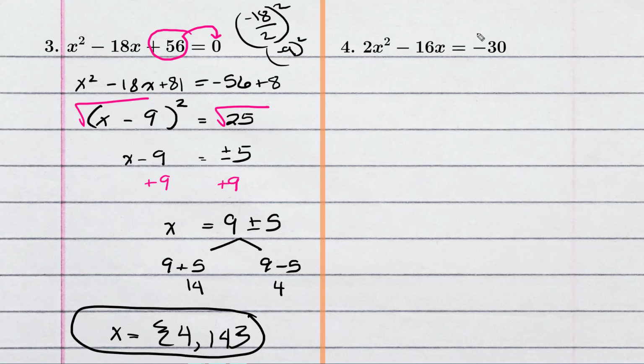Let's look at number 4. We already have that constant moved to the right-hand side, so that step's done. So now I just have to complete the square. For one more step, we have a number that's not 1 here, so we need to divide everything by 2. And so we have x squared minus 8x equals negative 15.